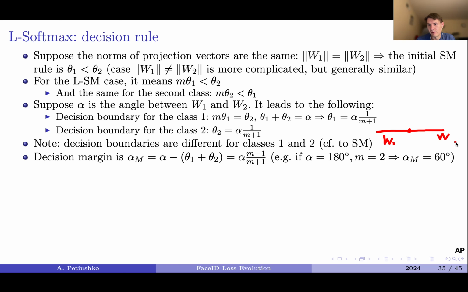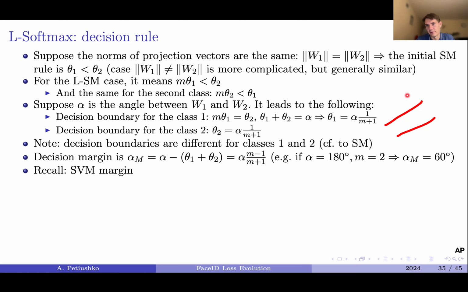W1, W2. In this case, just recall, this is the margin alpha. This is conceptually almost the same as what we have inside the support vector machine case. We also have a margin there, but this margin is not in the angular space. It's in the usual feature space.